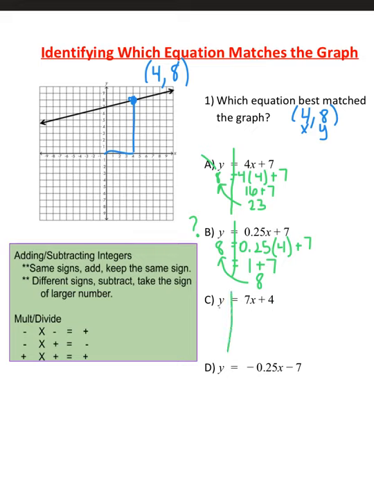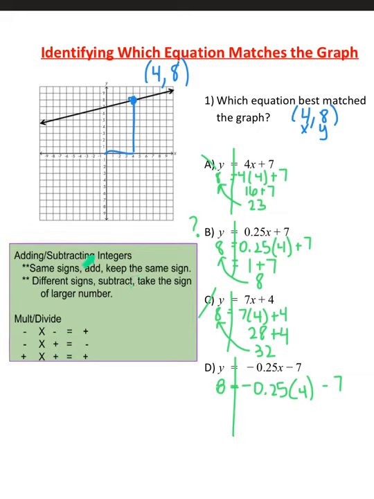So that would be 8 equals 7 times 4 plus 4, that's 28, plus 4, add that up, you get 32, and 32 does not equal 8, so that's not it either. Now we go to the next one. We have 8 equals a negative 0.25 times 4 minus 7.